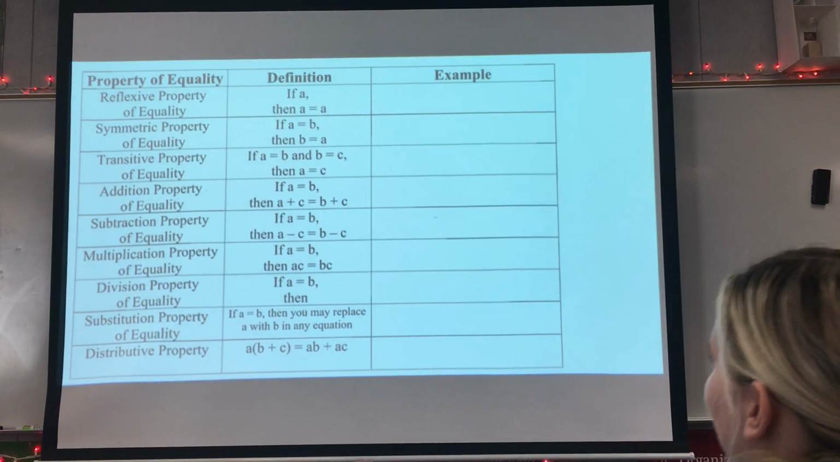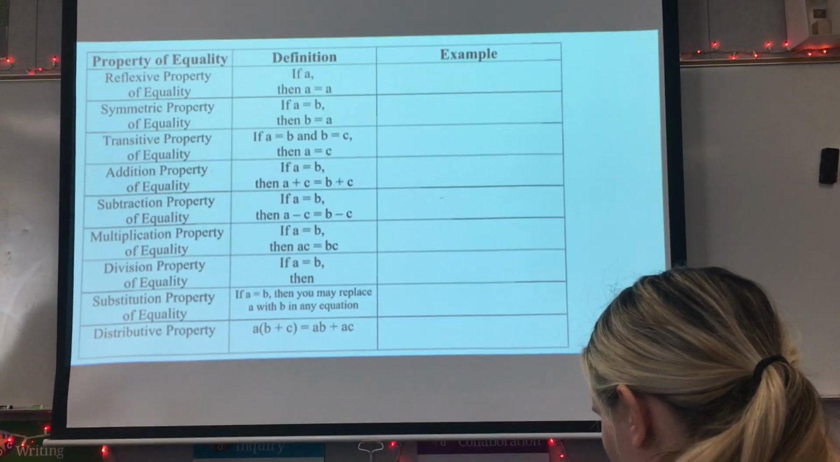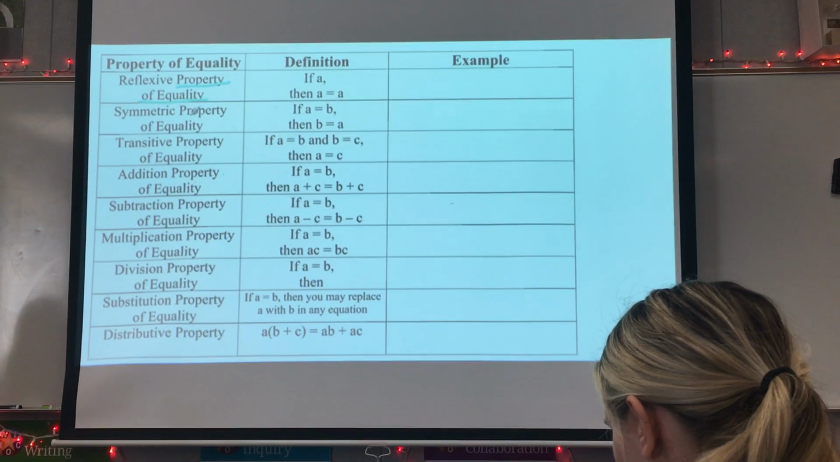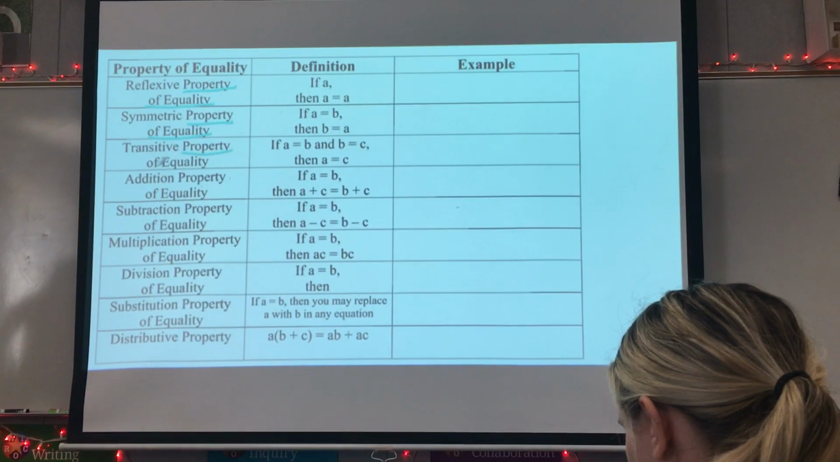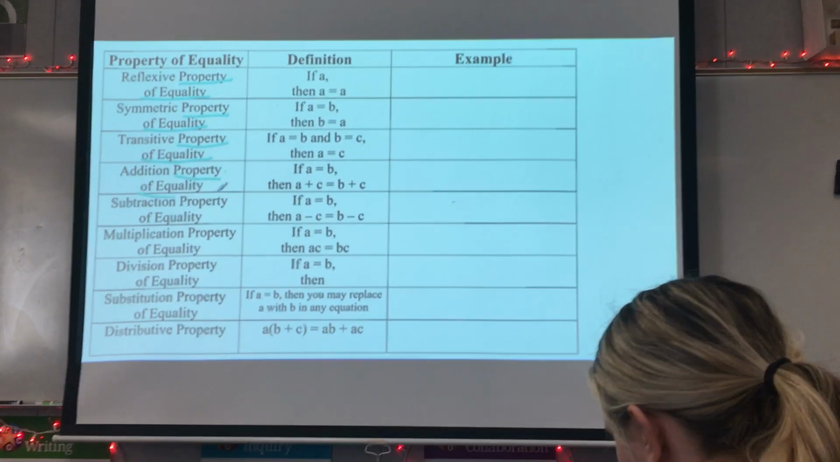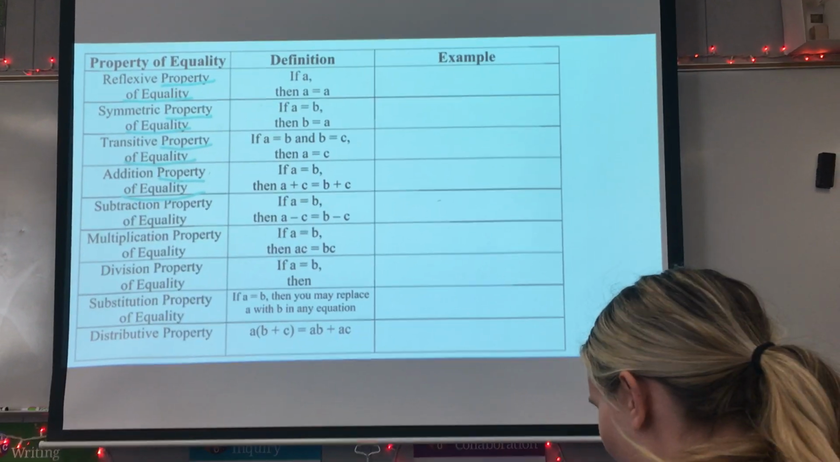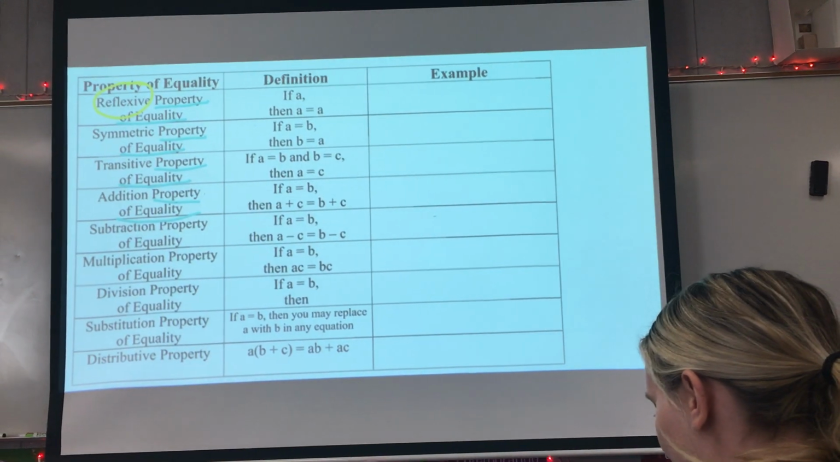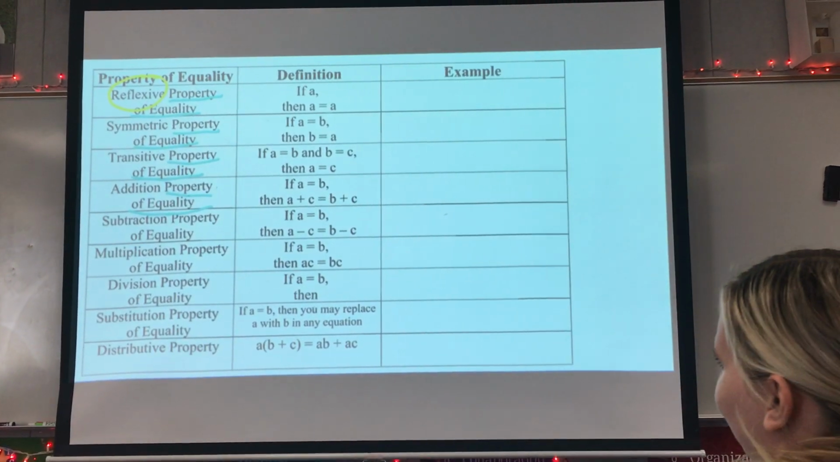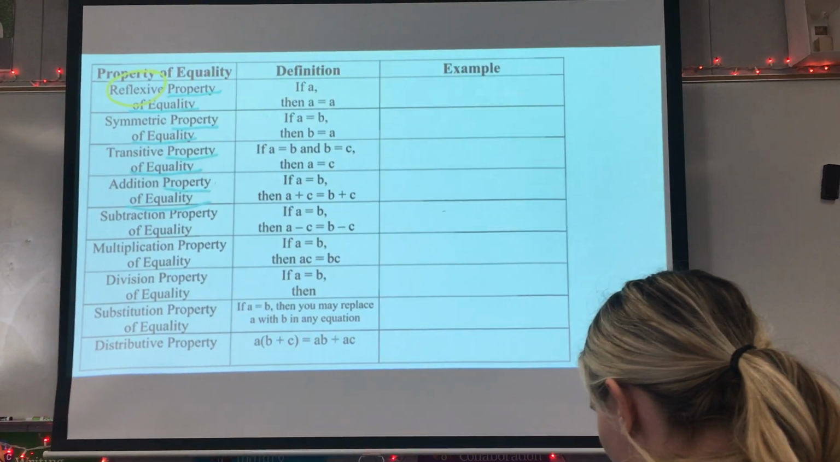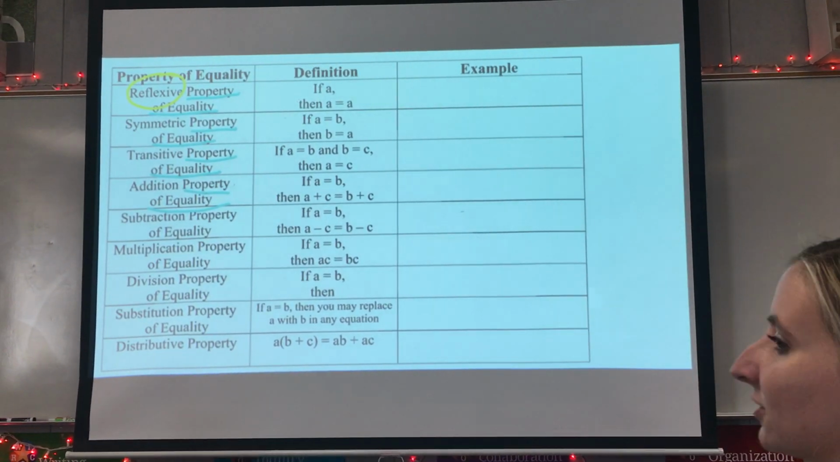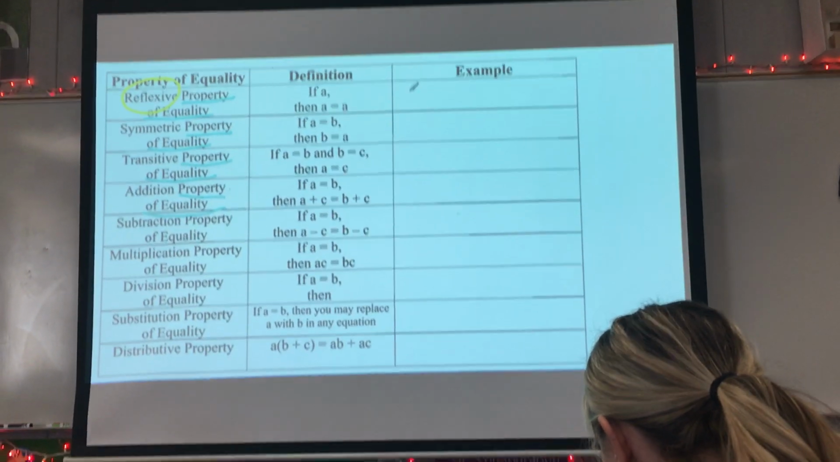All right, today we are talking about properties of equality. If you look, you'll notice that all of these end with the phrase property of equality. To start, reflexive property of equality. Reflexive, if you think about a mirror, a reflection, that can help you remember. The reflexive property is just stating that something is equal to itself.